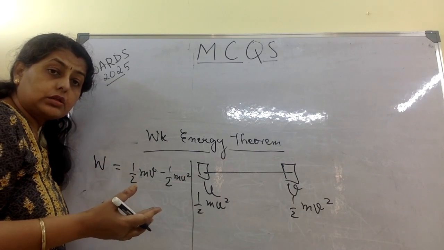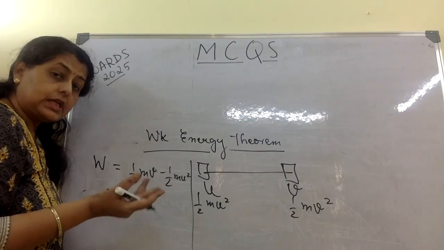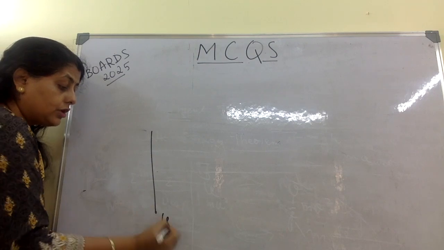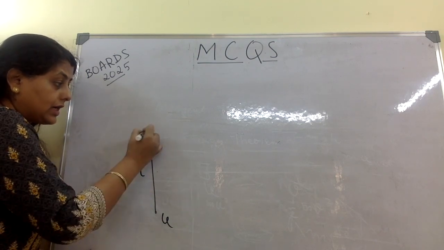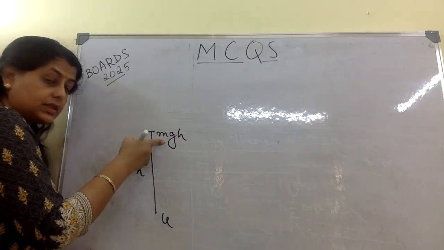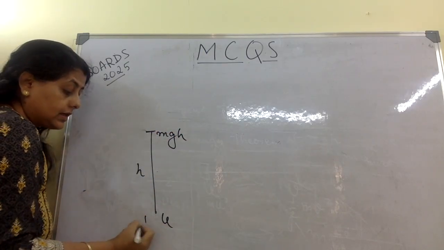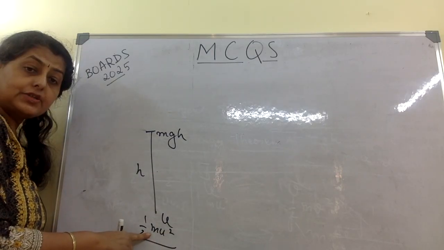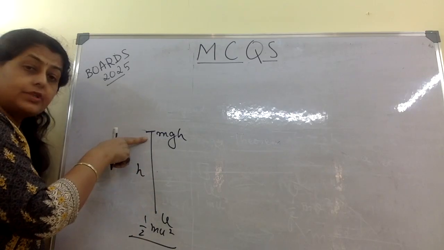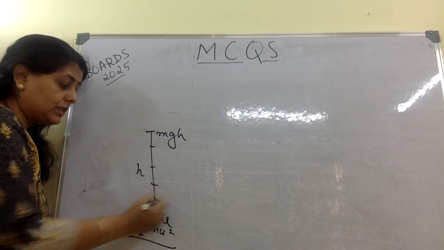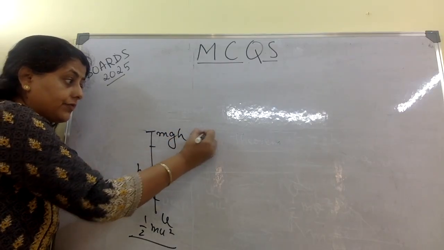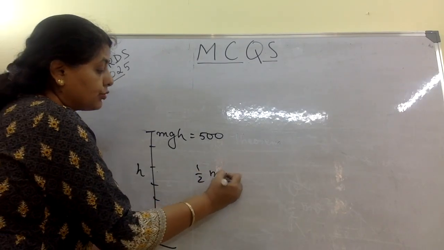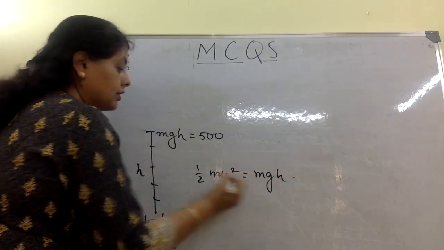It can apply to a vehicle also, it can apply to anything. Now if a body is thrown up with a velocity u and it goes to a height h, naturally mgh is its potential energy, and the kinetic energy with which it was thrown up was half m u square. Due to the law of conservation of energy, the same kinetic energy gets converted to potential. If this potential is 500, everywhere it's 500. So half m u square is equal to mgh.